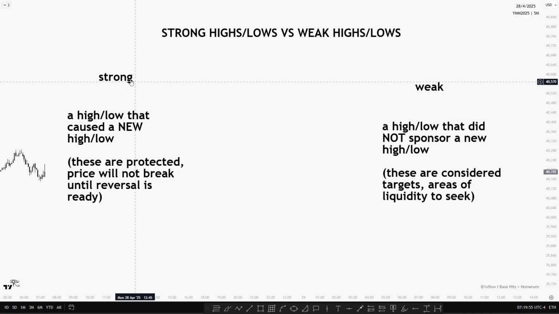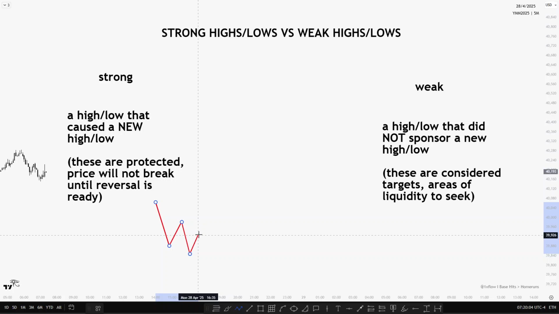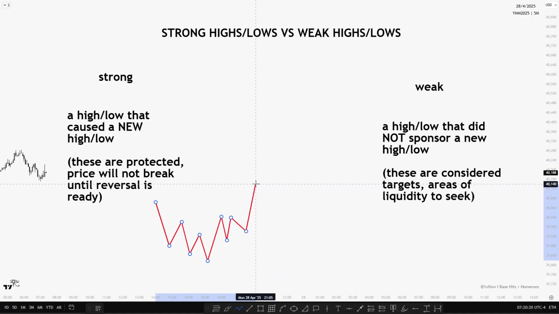A strong high or low is a high or a low that caused a new high or low. So in a specific situation where you have a reversal, right, you're making lower highs, lower lows, lower highs, lower lows. Now you have a higher high that is caused. This low now becomes a strong low versus a weak low, where we could have seen price seek into that low. Now it is a strong low, so we can expect price to hold that low and continue to the upside. So that's what a strong low would look like.